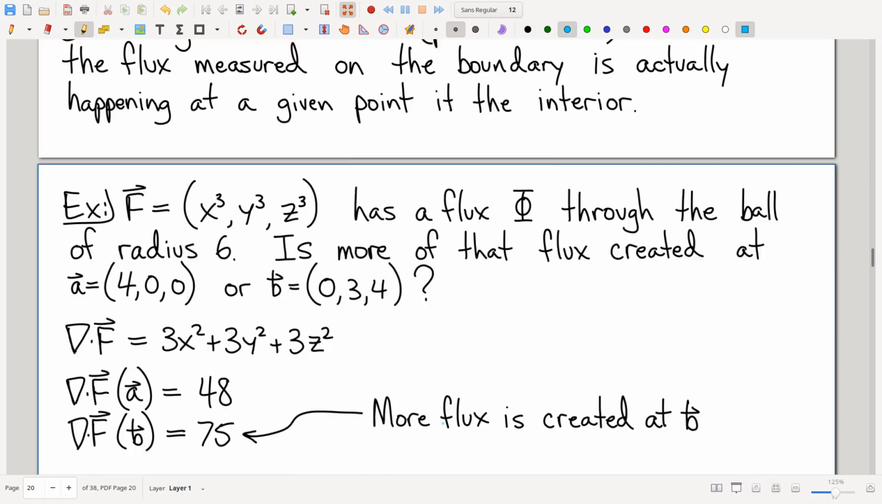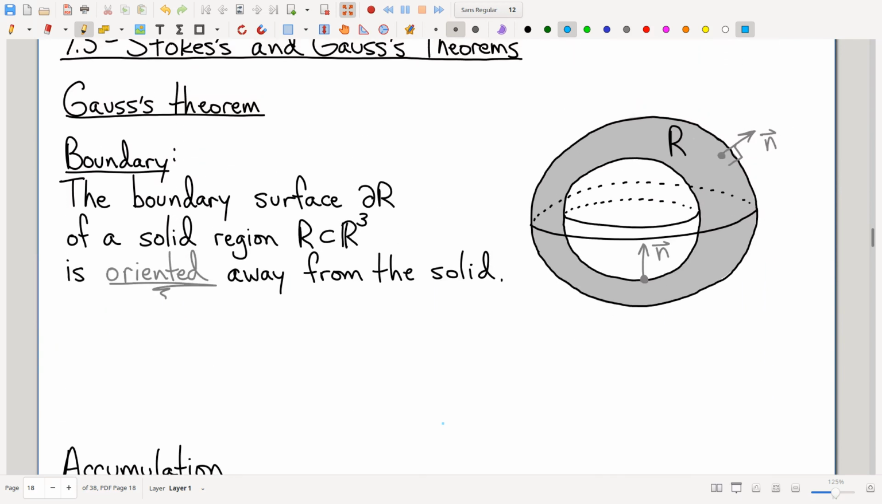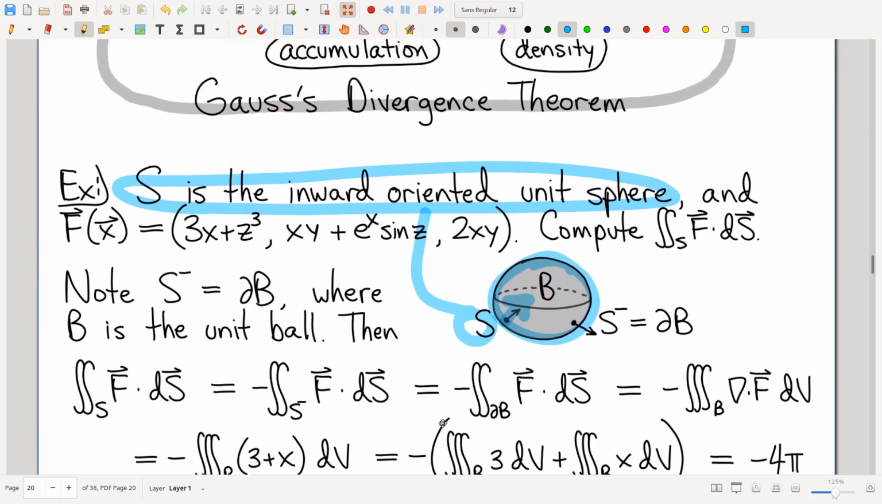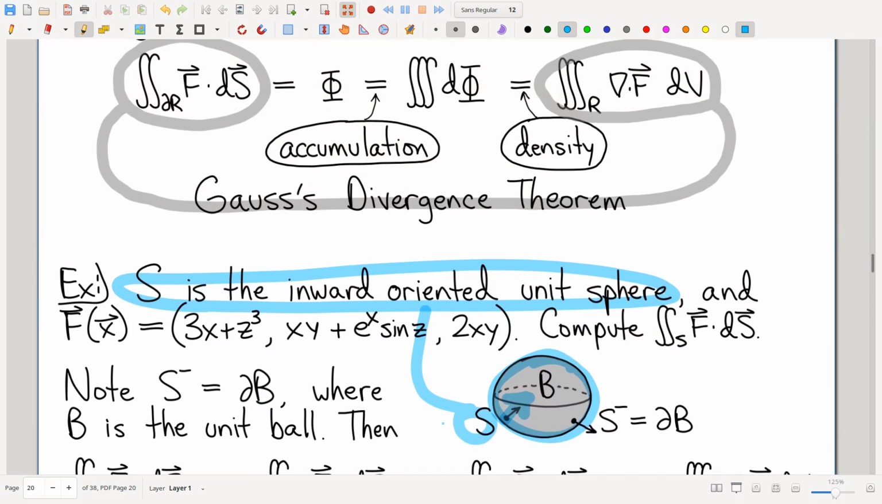Again, a very, very important detail. Boundaries are oriented away from the solid. Loosely speaking, oriented outward. And that's just not what we're looking at here. So, we lose. Everybody see? Everybody happy with that?